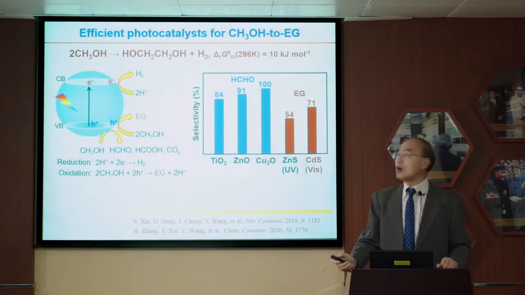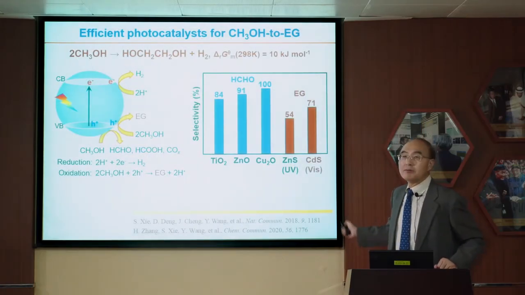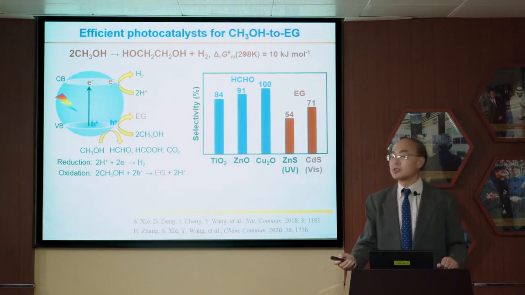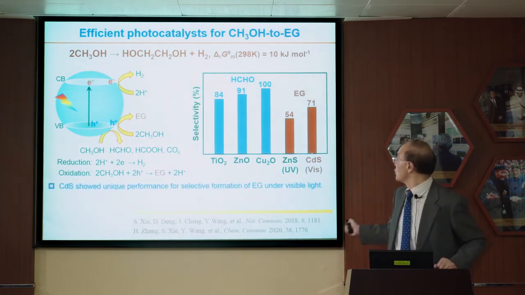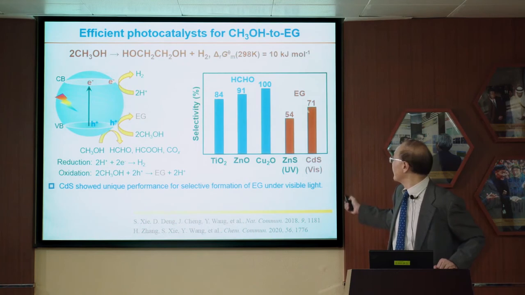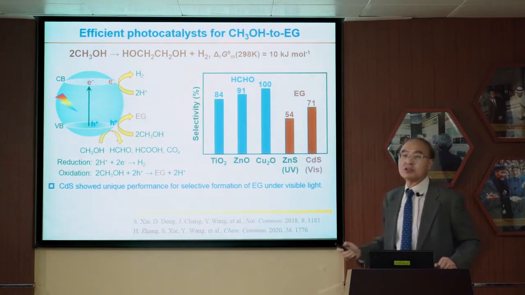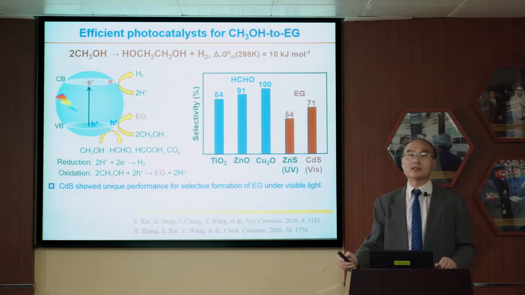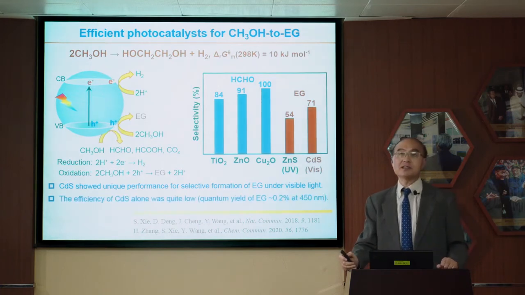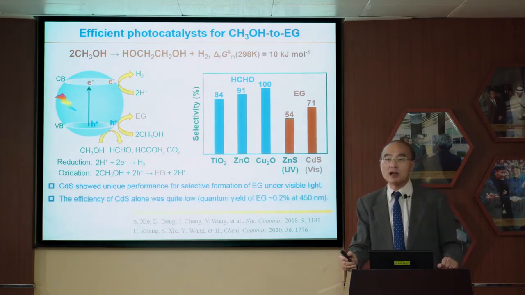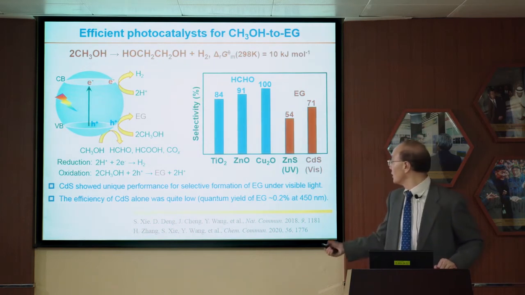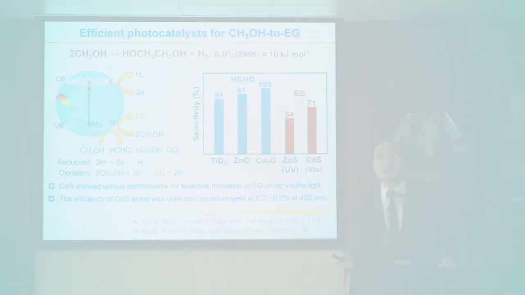Ethylene glycol was observed over few metal sulfide semiconductors, and cadmium sulfide showed the unique performance for selective formation of ethylene glycol under visible light, and the selectivity of ethylene glycol was 71% over this semiconductor. But the efficiency of cadmium sulfide alone was quite low, and the quantum yield of ethylene glycol was only 0.2% at the wavelength of 450 nanometer.